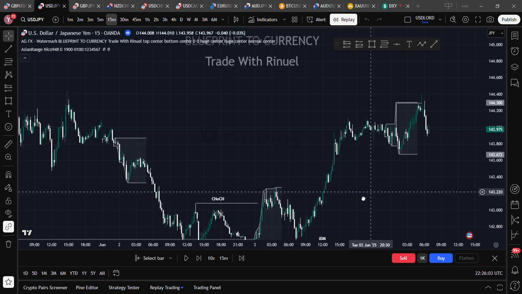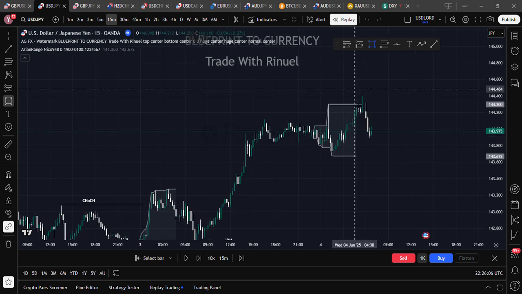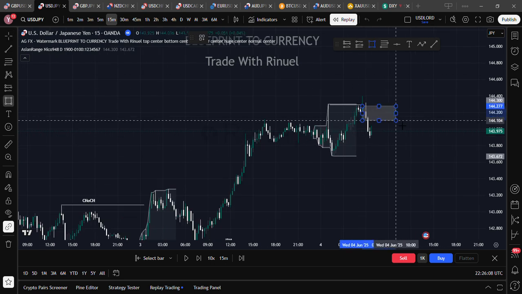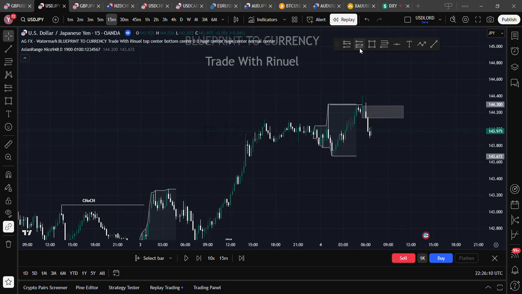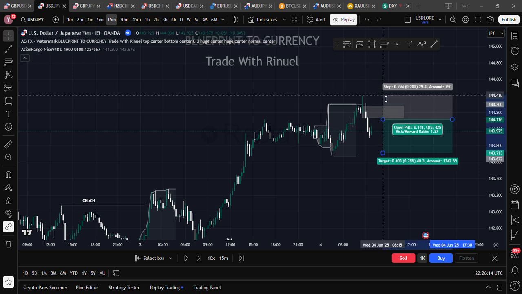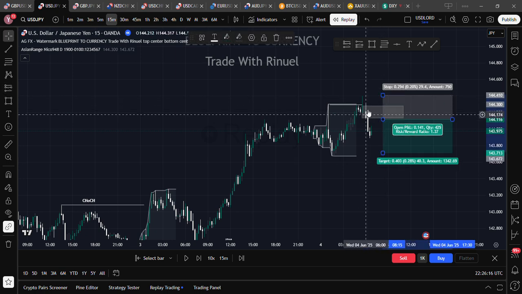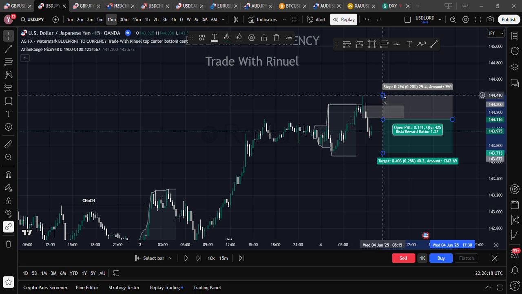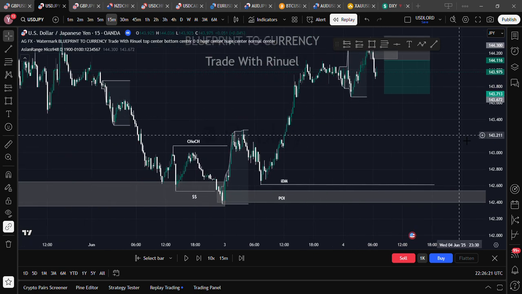Perfect. So this was what I noticed then. I marked out this zone, right? Then I set my entry here to give the market a little bit of breathing space. I put my stop loss here. And where will my take profit be?